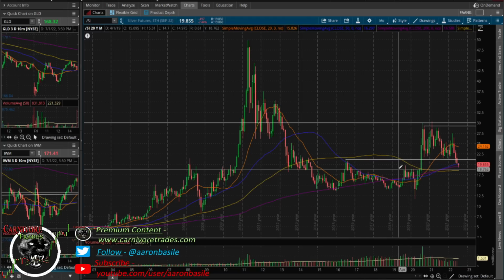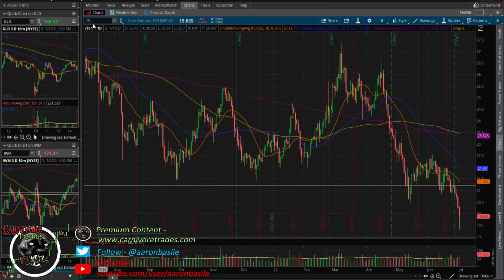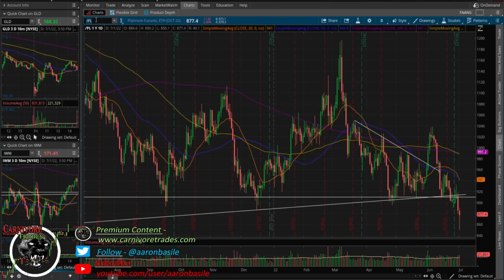You will have some support at 1850, though. That was your breakout area. This still can go lower, though. Got levels worked out on that. Same thing on platinum. That had a nice dump this week. I still think that can head a little bit lower.